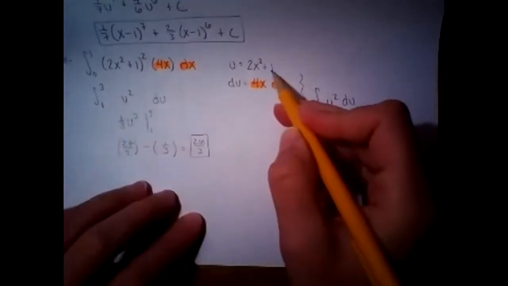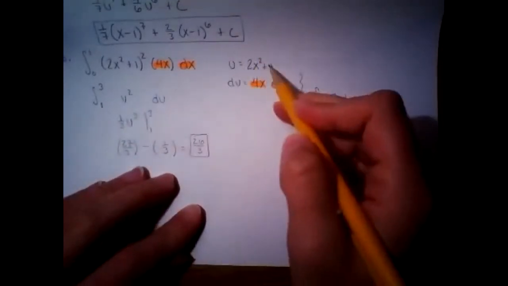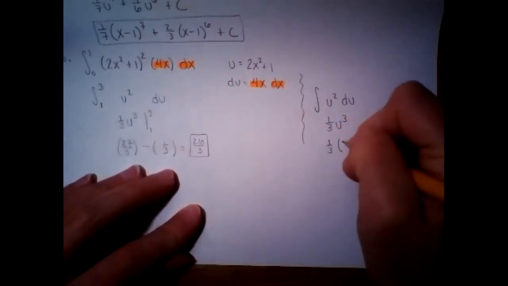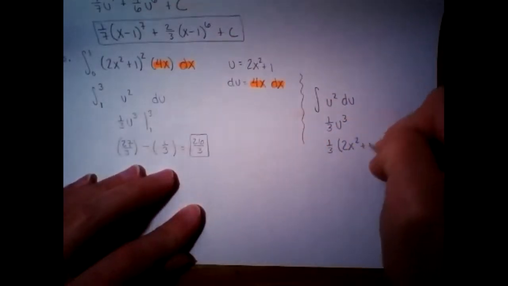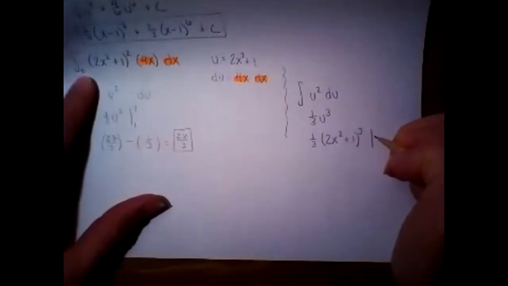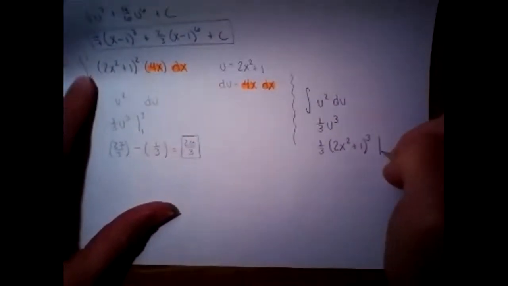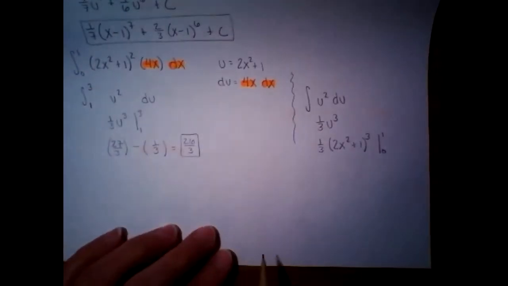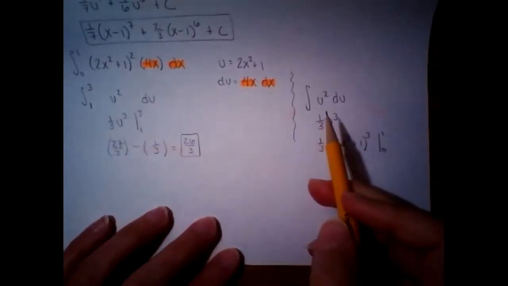And then, if you don't want to change the boundaries, you would have to plug this back in. So this would be 1/3 (2x squared plus 1) cubed. And when you do that, you can leave the boundaries what they were in the original problem, like 0 to 1. So it's an alternate way you can get through it, and you'll end up with the same answer.